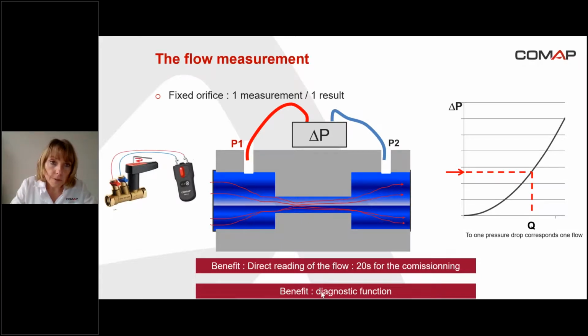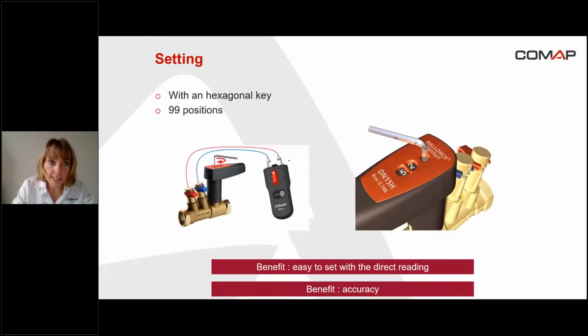The other benefit, of course, as we have a flow measurement, it's possible to do diagnostics. For the setting, as I've just said, a hexagonal key is needed, and there are 99 positions, so we can be very accurate to adjust the flow. And as I've just said before, it's a direct reading. We can turn the key and read the flow and stop when the flow is okay.